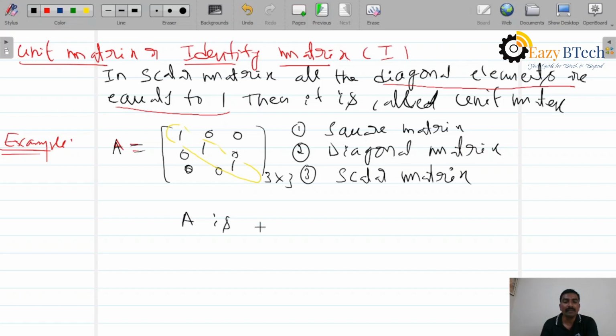Therefore, A is a unit matrix. Why is it a unit matrix? All the diagonal elements are equal to 1, 1, 1. Therefore, it is the unit matrix. That means a unit matrix is, first, a square matrix. We have to understand properly. After that it is a diagonal matrix, and also it is a scalar matrix. After that, all the diagonal elements are equal to 1. Then it is called a unit matrix. That means every unit matrix is a square matrix, every unit matrix is a diagonal matrix, and every unit matrix is a scalar matrix. So this is the unit matrix.